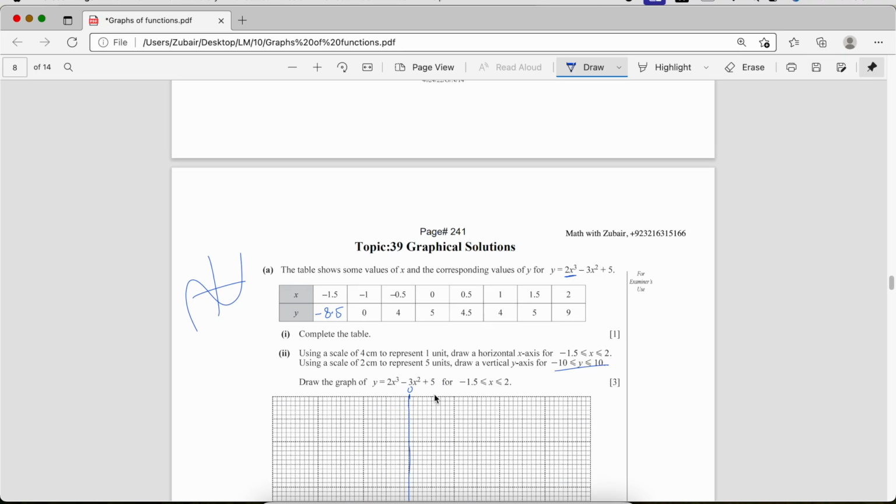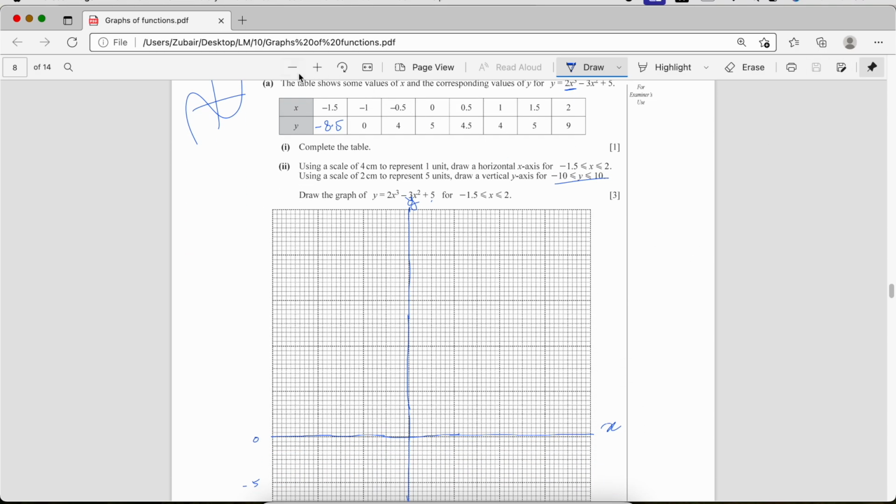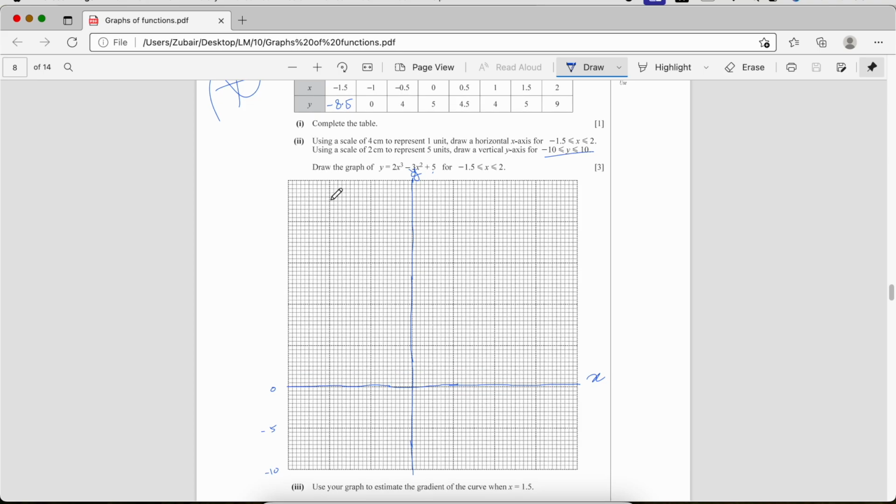X-axis, y-axis, and now we plot the values. And let's write those values first. This is 5, this is 10. 2 centimeters representing 5 units. So after every 2 centimeters, 5 and 10, and this is 15. On the other side, that's minus 5, that's minus 10, and actually from minus 10 this is not required.